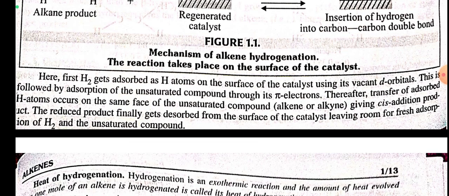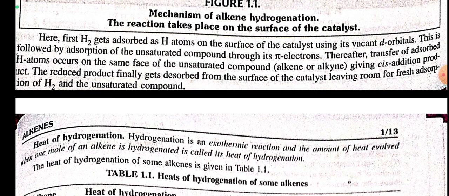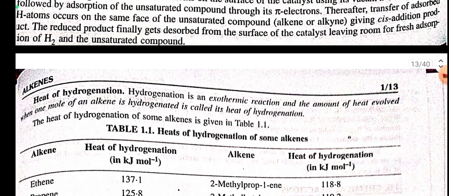Here, first H2 gets adsorbed as H atoms on the surface of a catalyst using its vacant d orbitals. This is followed by adsorption of the unsaturated compound through its pi electrons. Thereafter, transfer of adsorbed H atoms occurs on the same face of the unsaturated compound, giving the cis addition product. The reduced product finally gets desorbed from the surface of the catalyst, leaving room for fresh adsorption of H2 and unsaturated compound.